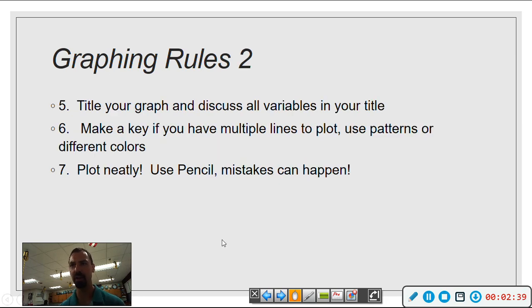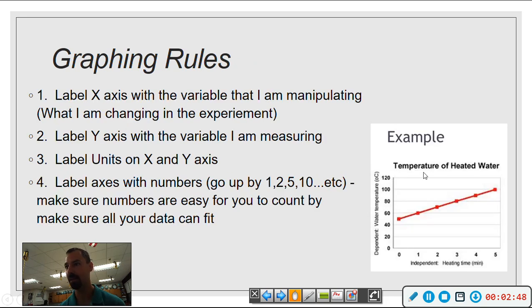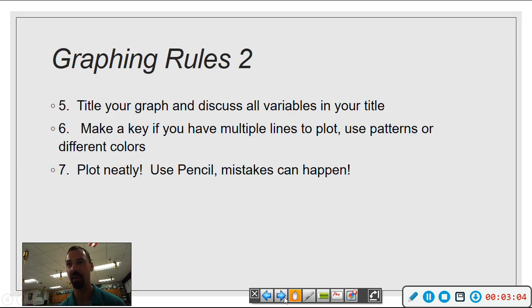Titling your graph, you're supposed to discuss all the variables in your title. In the case of the one you just saw, temperature of heated water, I actually didn't do that 100% properly. It should be temperature of heated water over so many minutes. You could do a more descriptive title, and that's actually a better way to go about things.